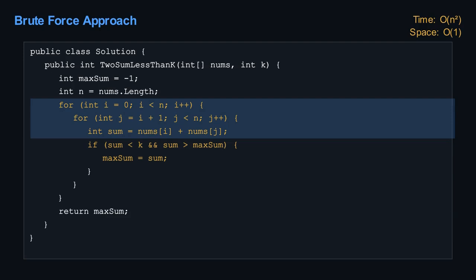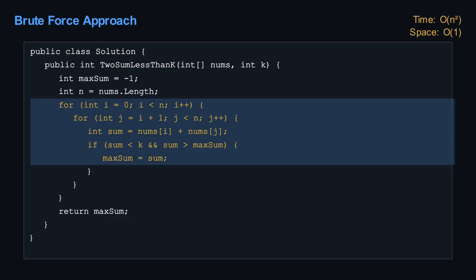This works, but it's inefficient. Checking every single pair leads to a time complexity of O(n squared), which quickly becomes too slow for larger inputs. Space complexity is constant, as we only store a few variables.